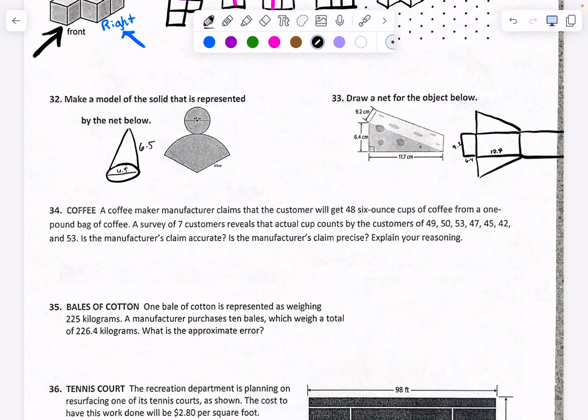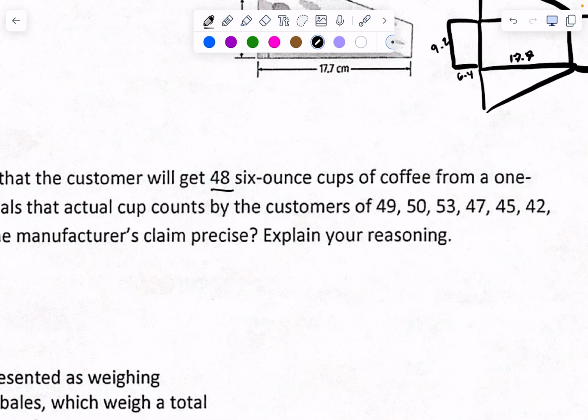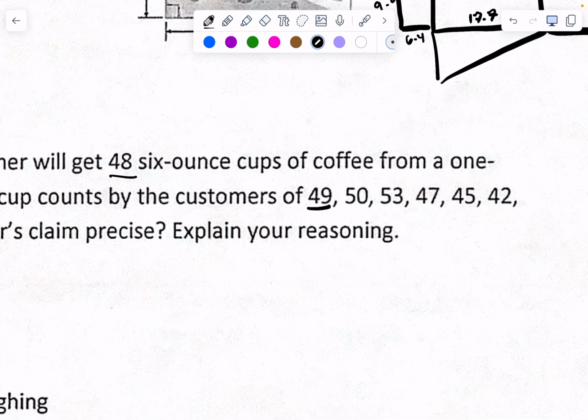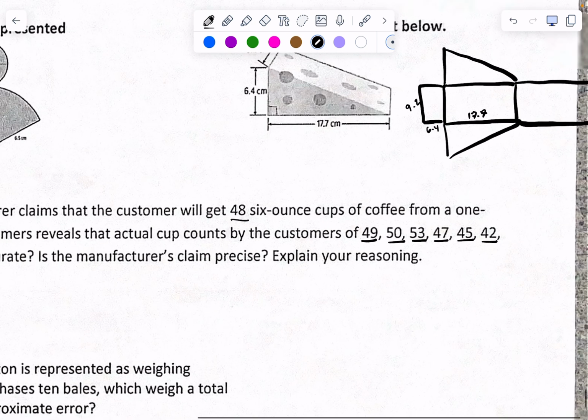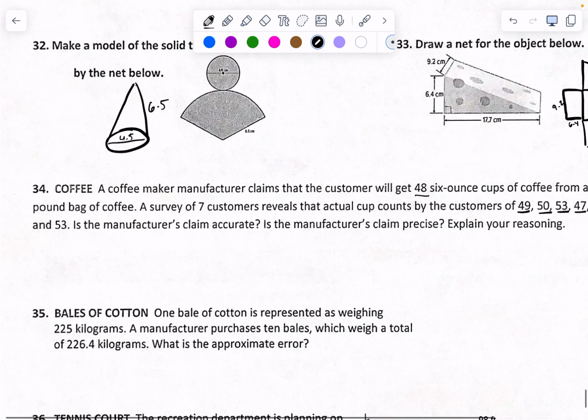34. A coffee maker manufacturer claims that the customer will get 48 6-ounce cups of coffee from a 1-pound bag of coffee. Okay, but 7 customers actually did this. They're like, I want to see how many cups of coffee I actually get out of it. The first customer got 1 more cup than they anticipated, right? The second customer got 2 more cups. The third customer got 5 more. The fourth customer got 1 less, right? This one got 3 less. This one got 6 less. They are just drinking some strong coffee, right? Probably. They're just using more of the coffee grounds, probably. Okay, and this one got 53. Is the manufacturer's claim accurate?